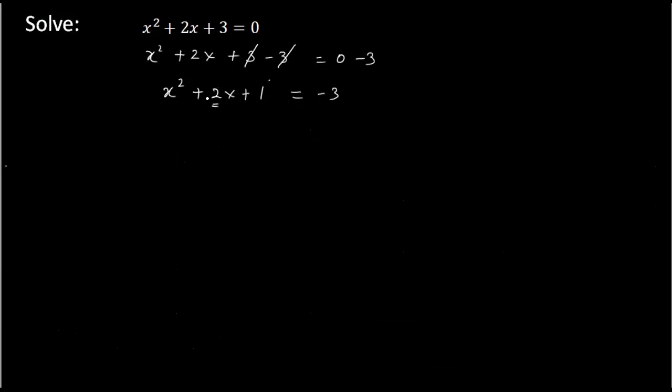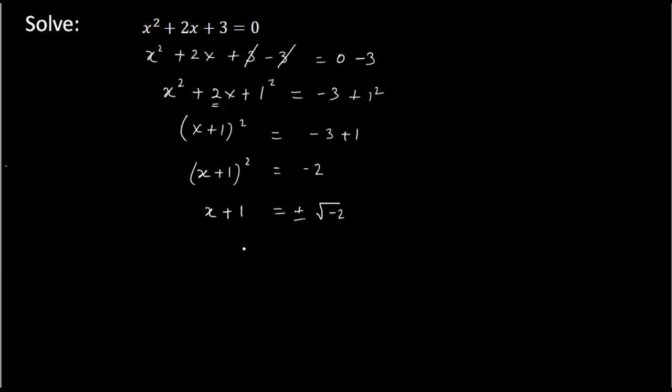Half of the coefficient of x is simply 1. So add 1 square on both sides. Our left hand side becomes x plus 1 whole square and our right hand side becomes negative 3 plus 1, or we can say negative 2. Now take square root on both sides. So the square root of x plus 1 whole square is simply x plus 1, and the square root of negative 2 is, let us write negative 2 only.